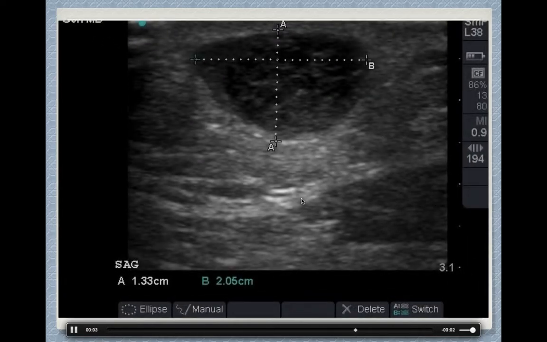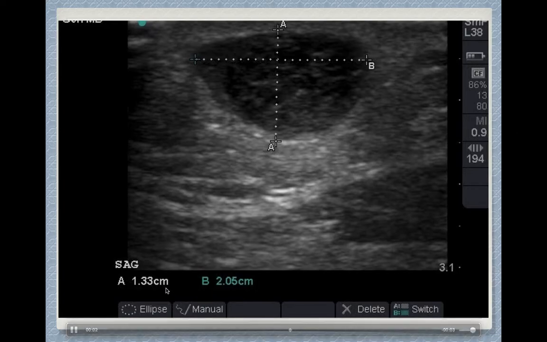Again, use your functionalities of the ultrasound to help you determine how large an abscess is. Here, it's about a centimeter and a third deep, as well as about 2 centimeters wide. And you can use the calipers on the side as well to help you determine. Again, notice the brightness here on the posterior aspect.